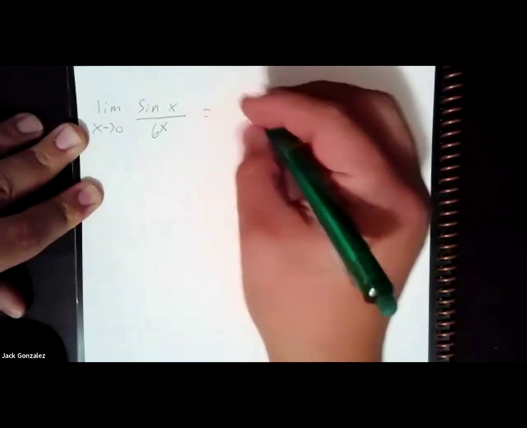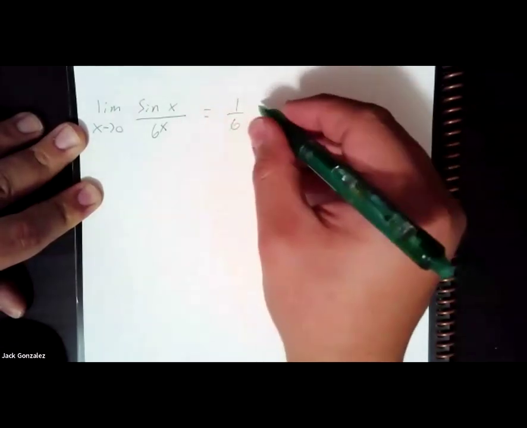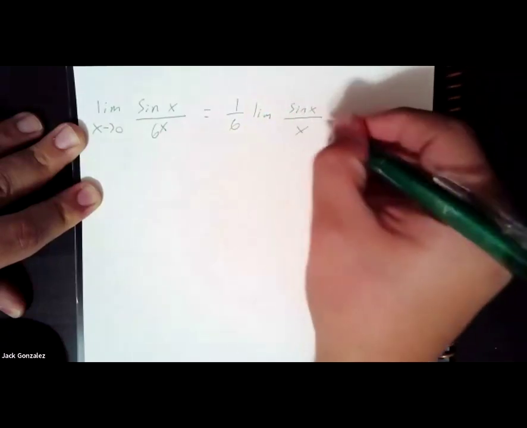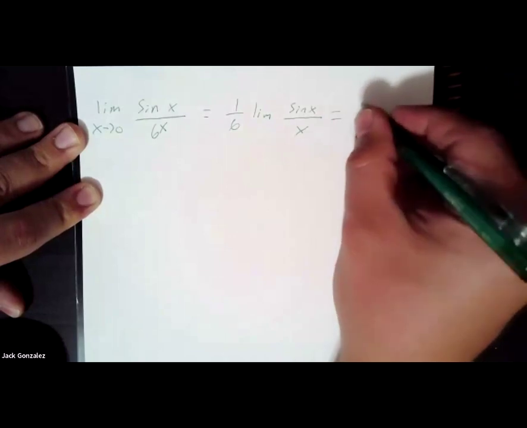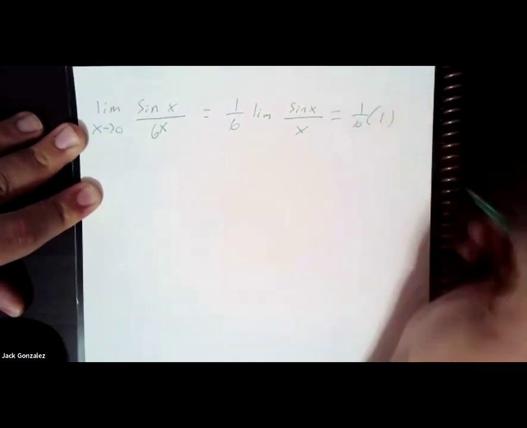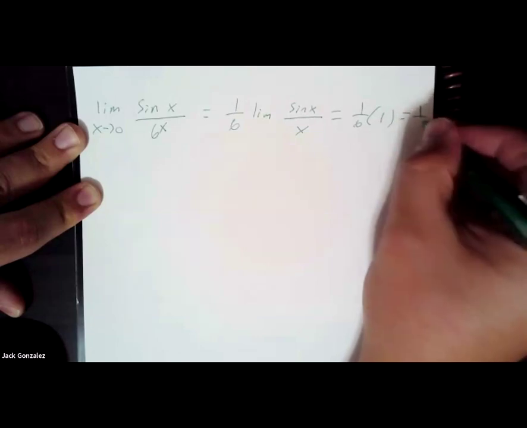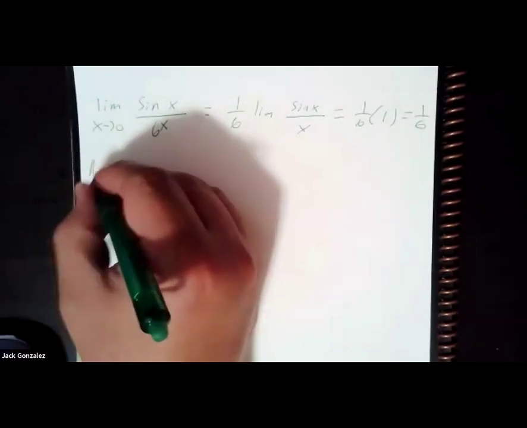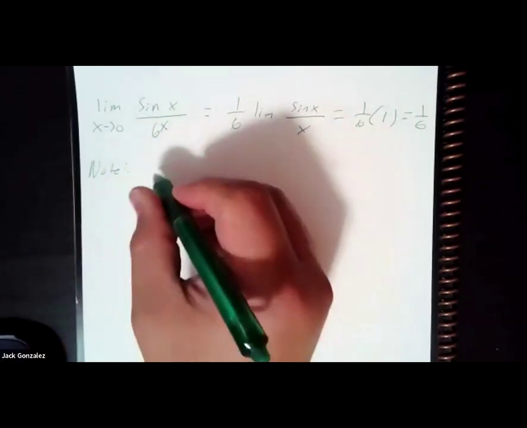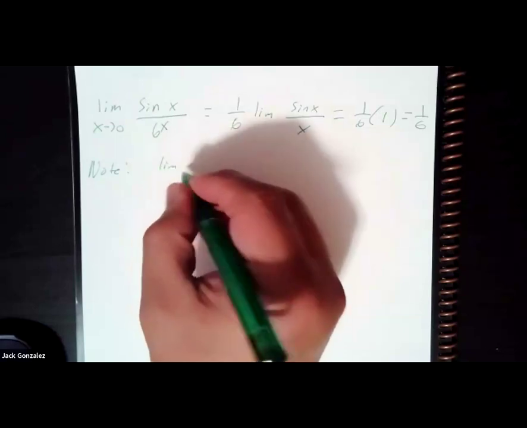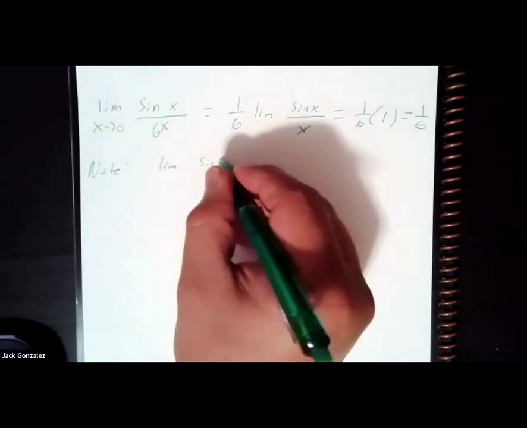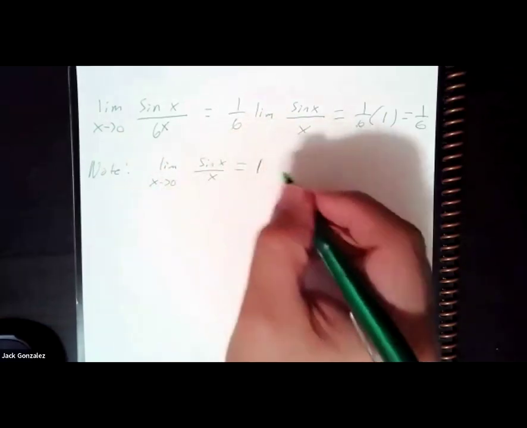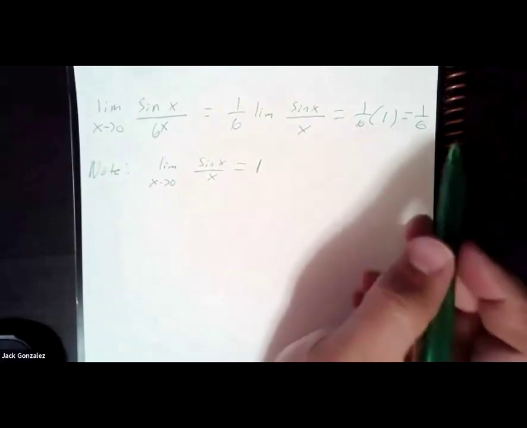All you have to do is purposely pull out the 6. Now you have the same argument. So the limit will become 1 times the 6. That makes sense? So note, this is the formula we saw earlier. The limit of sine x over x as x goes to 0 is equal to 1. And that's what we used here.